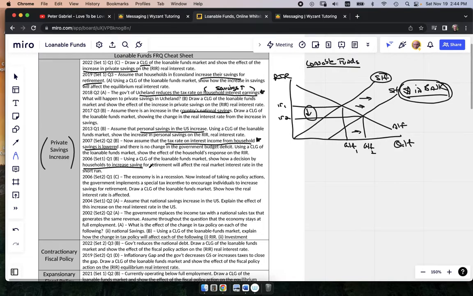Households increase savings for retirement. The economy is in a recession, and so on. The government implements a special tax incentive to encourage individuals to increase saving for retirement. National savings increases. The government replaces, now this one's a little weird here. This is a very old question, right? So I don't know that we'd see anything like this again, but the government replaces the income tax with a sales tax that generates the same revenue. What is the effect of the change in tax policy on national savings?